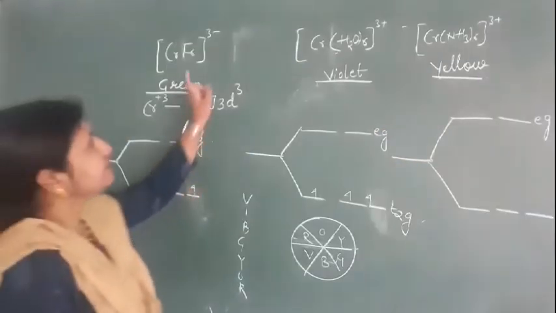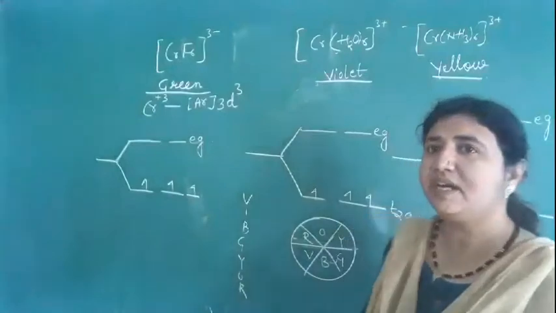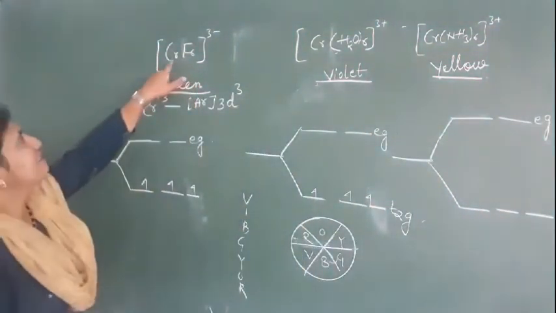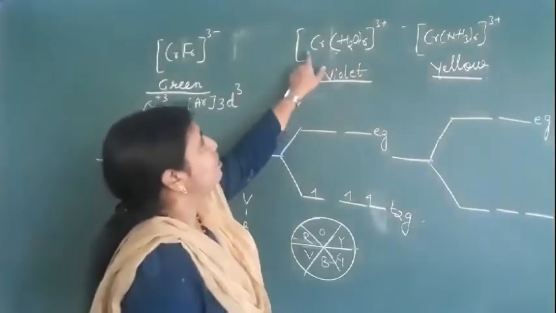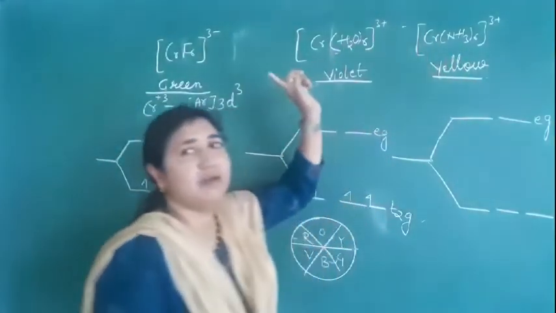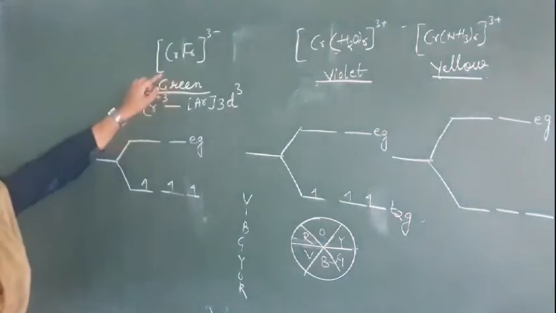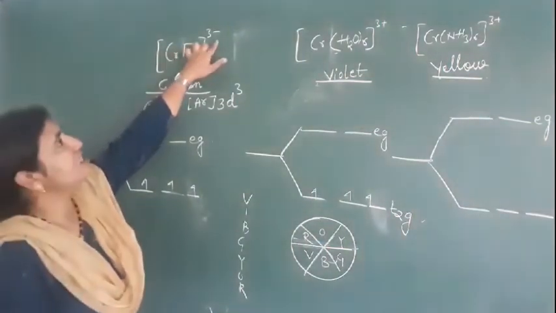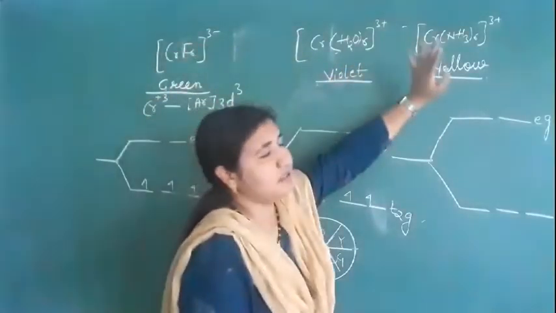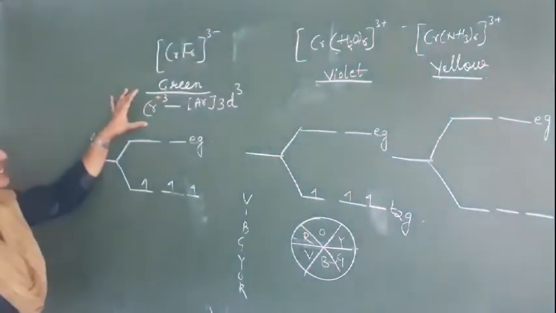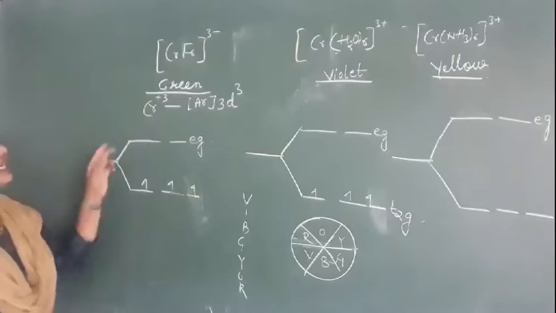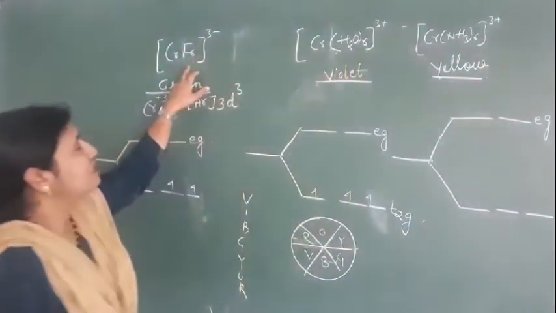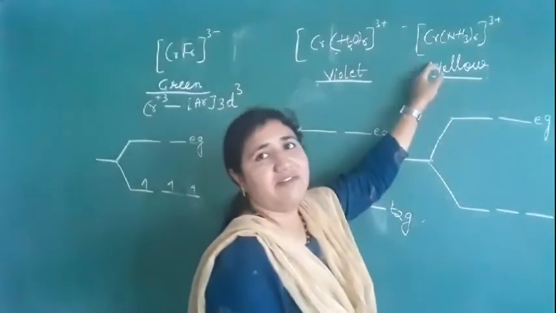So see here, the next example. Here we have three examples: hexafluorochromium, this is hexaaquachromium, and this is hexaamminechromium. So in these three complexes, the metal is the same. The metal is chromium and the charge is also the same, 3 plus, 3 plus, 3 plus. The oxidation state is also the same. What is the difference here? The ligands are different. Here we have fluoro, here aqua, and here we have ammine.